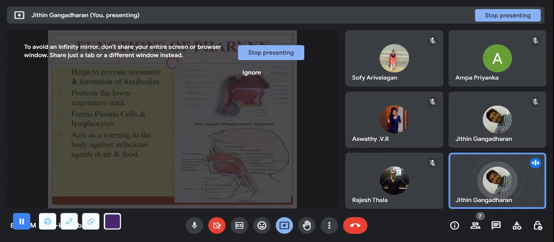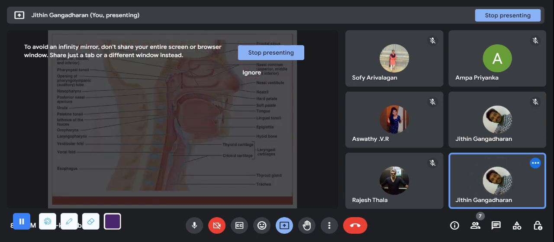Okay. So those are the functions of the pharynx. It protects the lower respiratory tract. That is the main function of the pharynx. So this is a clear picture of it. No need to understand all this anatomy for your Prometric examination. Just leave that.